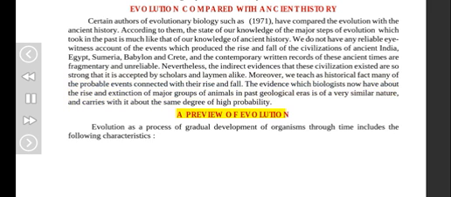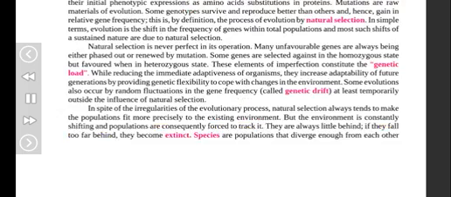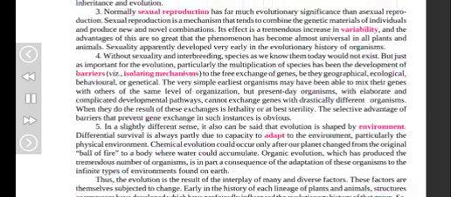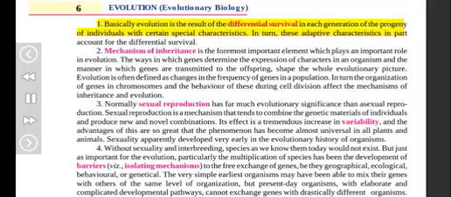A preview of evolution. Evolution is a process of gradual development of organisms through time and includes the following characteristics. 1. Basically, evolution is the result of the differential survival in each generation of the progeny of individuals with certain special characteristics. In turn, these adaptive characteristics in part account for the differential survival.